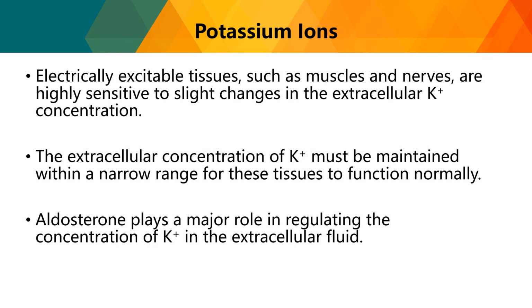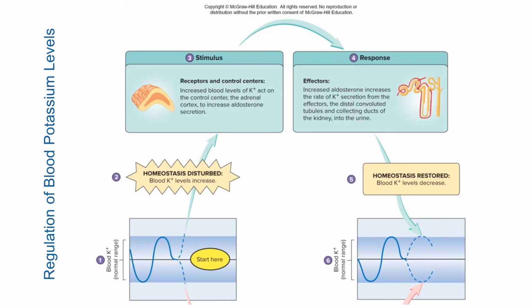Next, you have your potassium ions. Electrically excitable tissues such as muscles and nerves are highly sensitive to slight changes in the extracellular potassium concentration, which has already been discussed in our previous lectures. So, the extracellular concentration of potassium must be maintained within a narrow range for these tissues to function normally. Aldosterone plays a major role in regulating the concentration of potassium in the extracellular fluid.